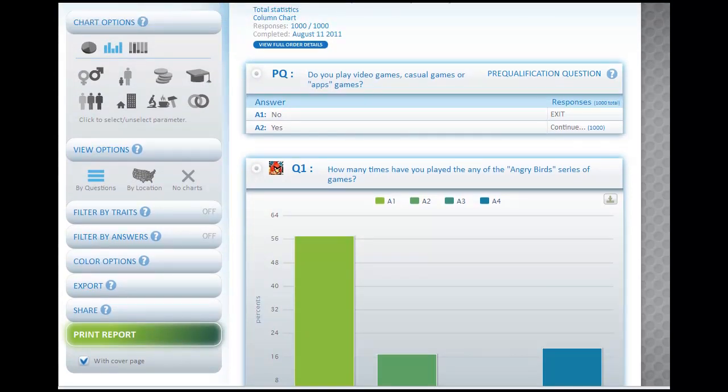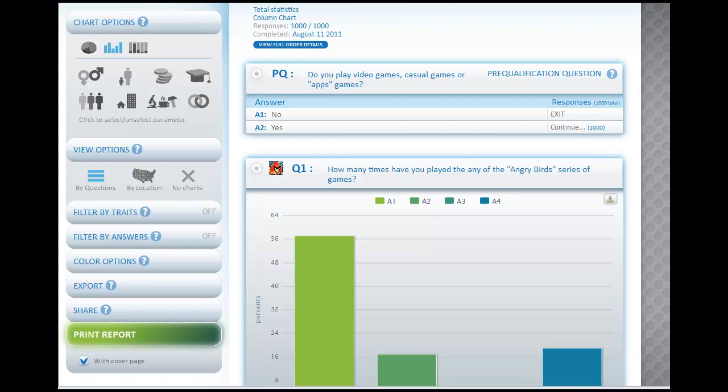Now, when it comes to crosstabs, the important thing to remember is that a crosstab is very simply when you look at any piece of data by some other variable. So for example, very often we want to look at our data by gender or by age group.